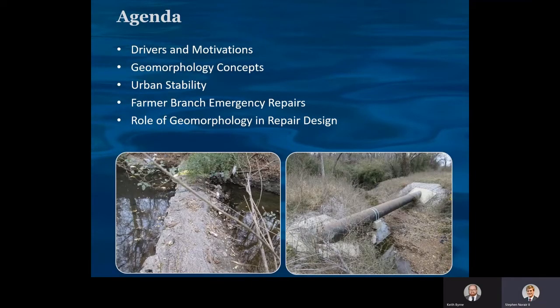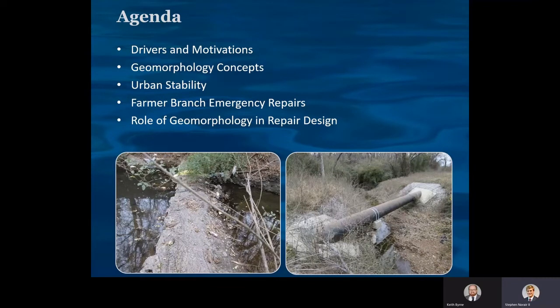So let's talk a little bit about what we're going to go over in this presentation today. We're going to start out with the drivers and motivations for geomorphology and why it is useful. So we have issues. Why do we have these issues? How can we determine these issues? Then we're going to get into some introductory concepts for geomorphology, and then we're going to show you a few examples of what urban stability looks like. A stream in the urban setting, how is that stable? How do we determine that it's stable? Typically when we see stable streams, they're in very beautiful locations in the world and not necessarily in a downtown or a very urban sprawled area.